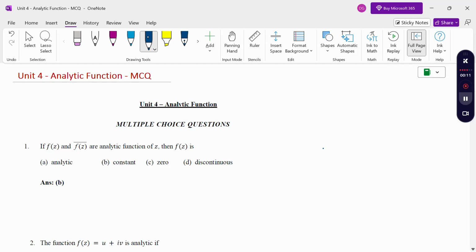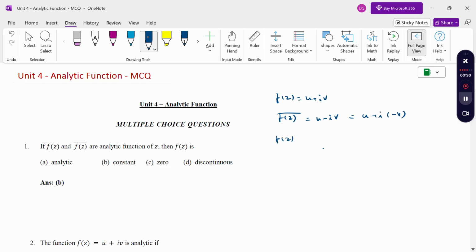See the first problem. If f of z and f of z bar are analytic functions of z, then f of z is... So f of z is nothing but u plus iv. f of z bar is u minus iv. Now rewrite it in the form u plus i of minus v.